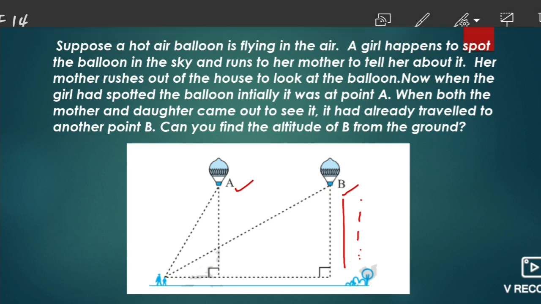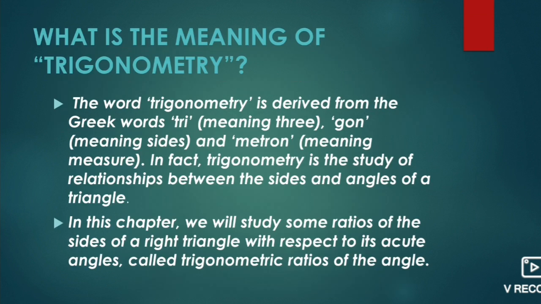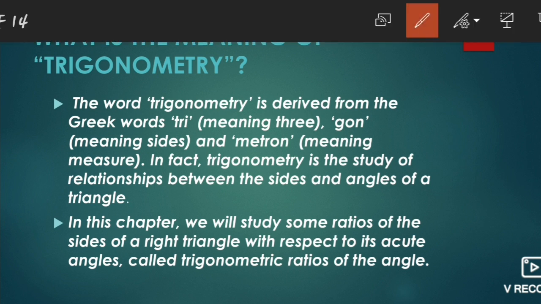Now this trigonometry is derived from a Greek word. You can split this trigonometry into three words. The first one is tri, tri means three. Gon means side, and metron means measure. That means if you combine them, you get the measure of three sides. So trigonometry is the study of the relationship between the sides and the angles of a triangle. So what is trigonometry? It is the study of the relationship between sides and angles of a triangle.